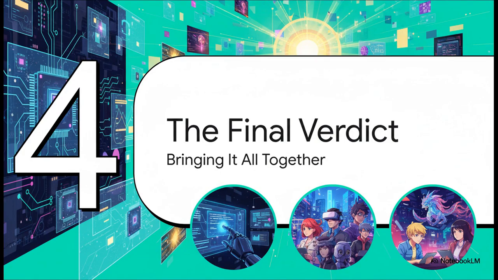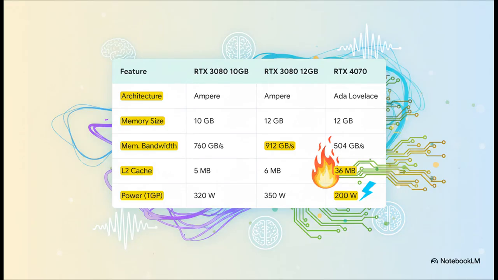All right, let's bring it all home. We've dug into the architecture, we've broken down the key specs, and we've looked at how they perform in the real world. Time to put it all together and make the final call. This table tells the entire story, doesn't it? Just look at those bolded numbers. The RTX 3080 12 gig is the undisputed king of memory bandwidth.